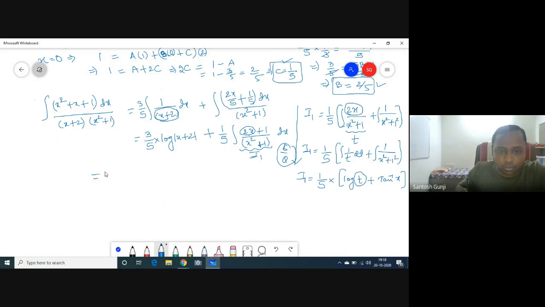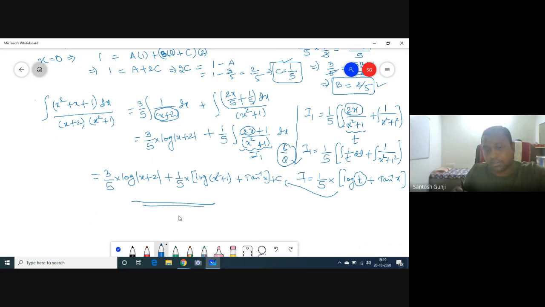So the final answer would be 3 by 5 into log of modulus of x plus 2, plus 1 by 5 into log of x square plus 1, I'm just copying this step over here, plus tan inverse x plus c. So this is the final answer.